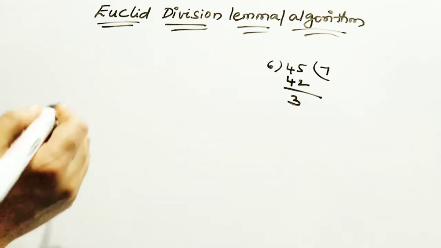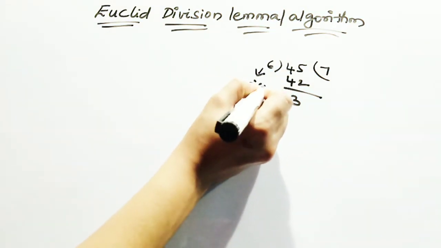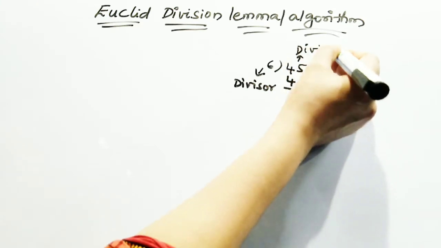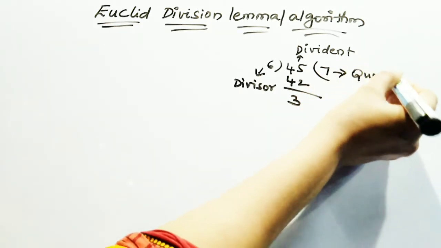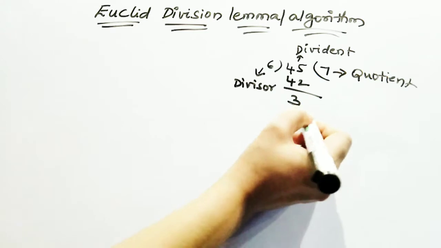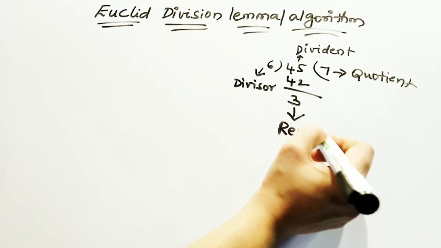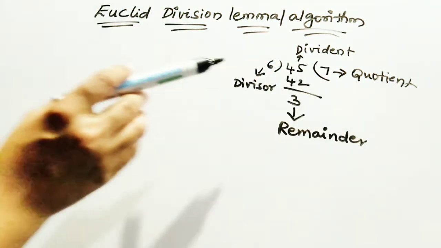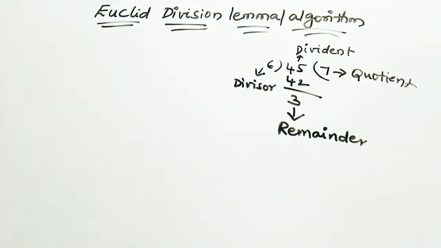And what is 6? 6 is nothing but the divisor. What is your 45? Dividend. What is this? Quotient. And this is called the remainder. In a division, you have 4 parts: divisor, dividend, quotient and remainder.